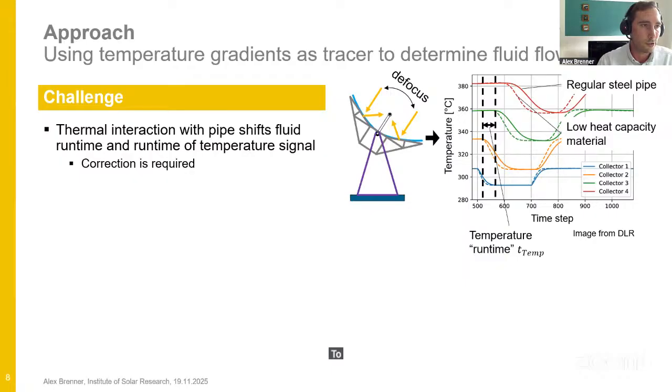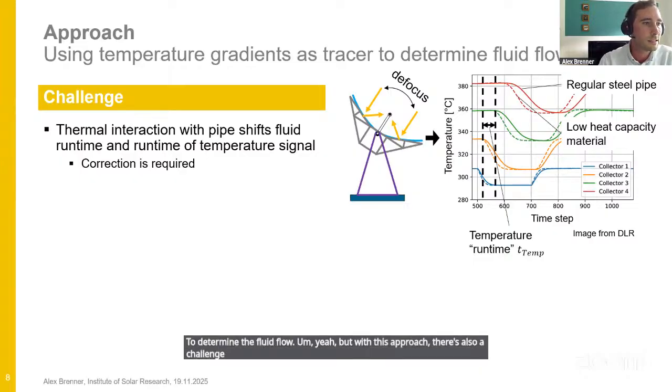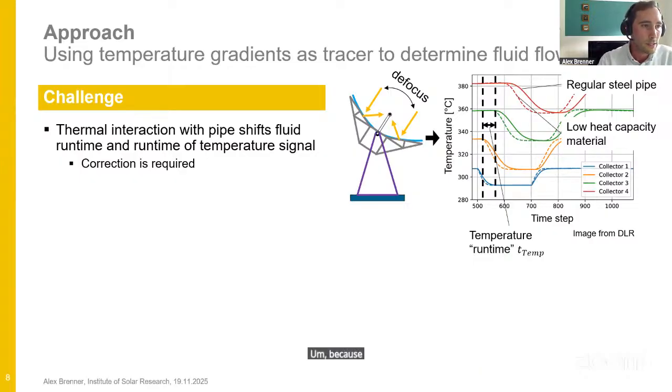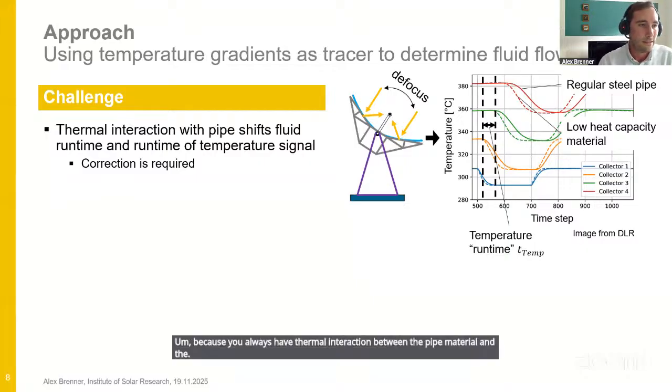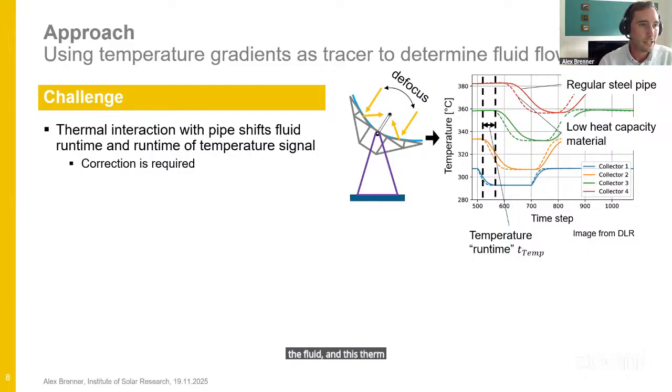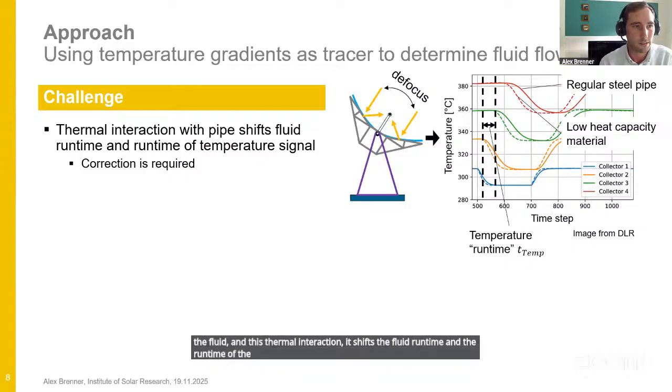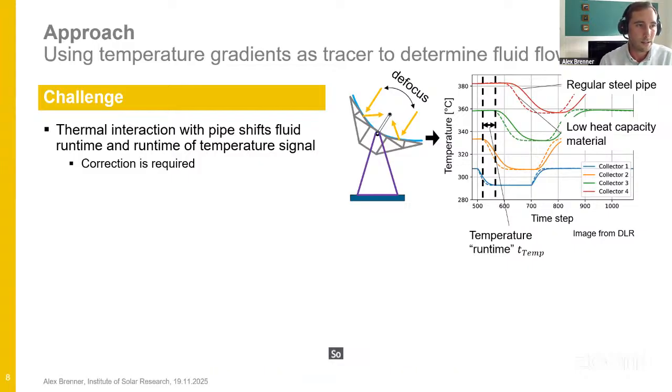determine the fluid flow. But with this approach, there's also a challenge, because you always have thermal interaction between the pipe material and the fluid. And this thermal interaction shifts the fluid runtime and the runtime of the temperature signal. So you somehow need a correction to account for that.